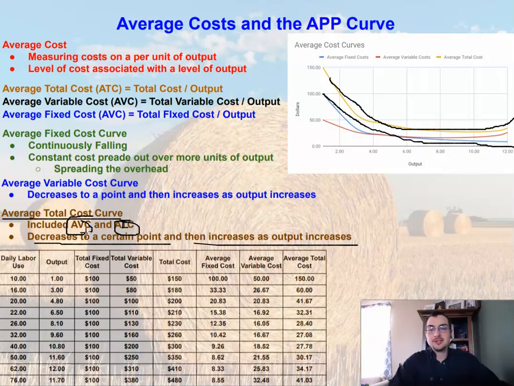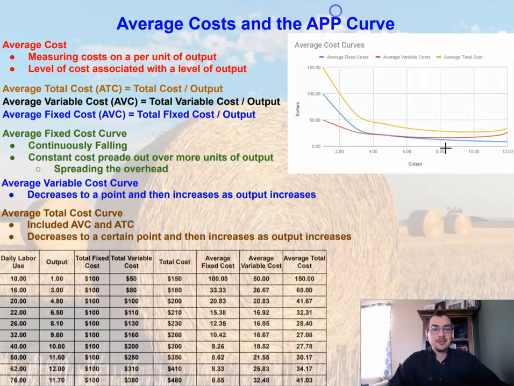And in the next couple of slides, we're going to dive into a little bit more about what that means. What is that minimum point on the average total cost curve? What does that minimum point on the average variable cost curve mean? And what does it mean that this average fixed cost curve continuously decreases? We're going to dive into that in a little bit.